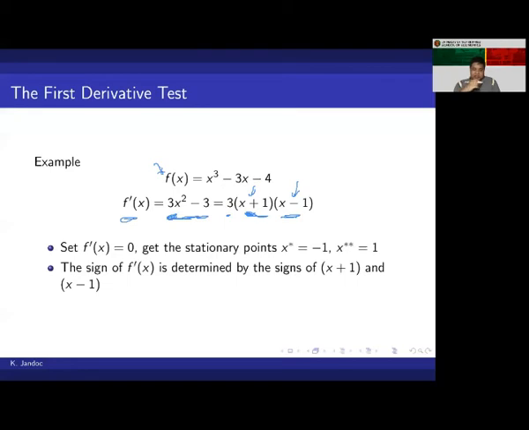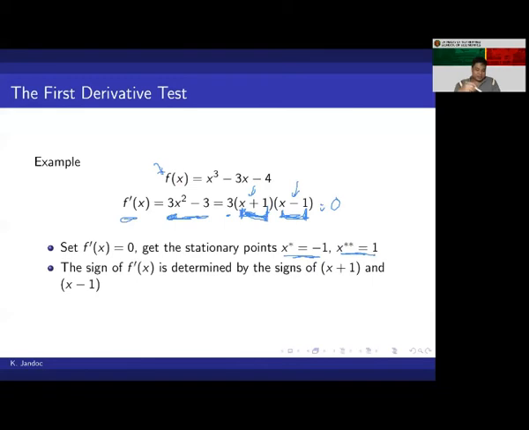You get that by setting this derivative equal to 0, and this will be equal to 0 whenever x is negative 1. When x is negative 1, this term will be equal to 0, and therefore the whole expression will be equal to 0. And another point is when x is equal to 1, this term will be 0, and therefore the whole expression will be 0. So the stationary points are two values of x: x star equals negative 1, and the other one, we call it x star star, is equal to 1.